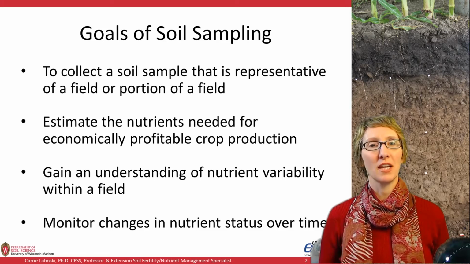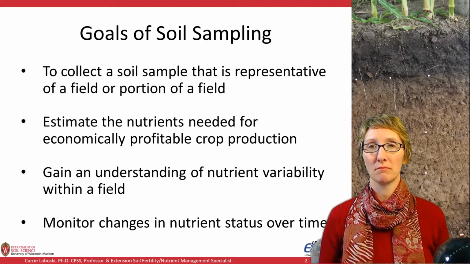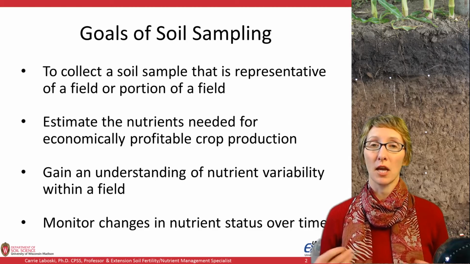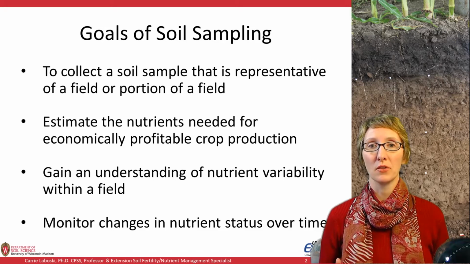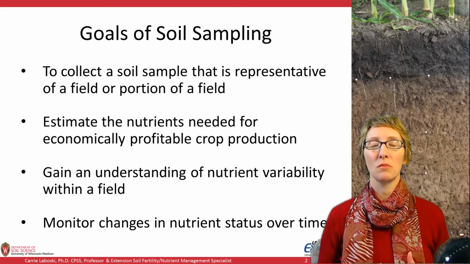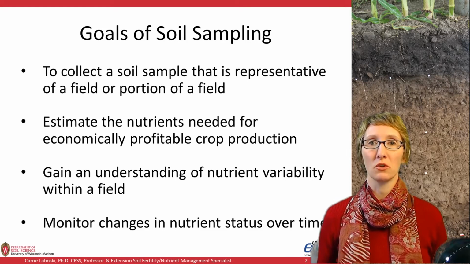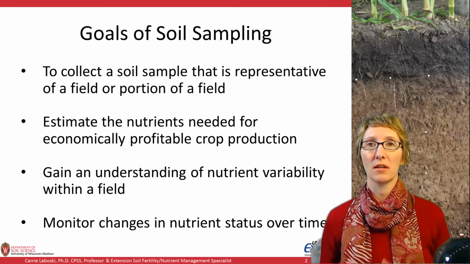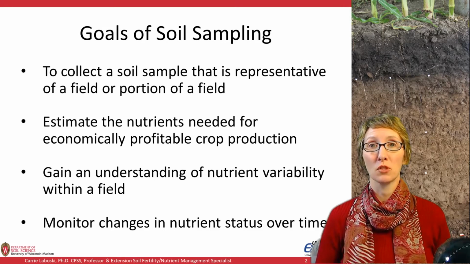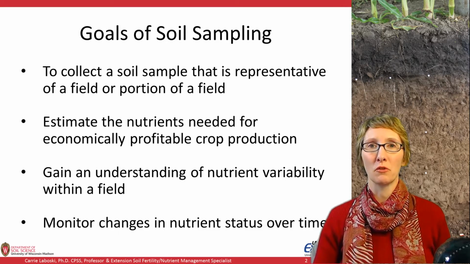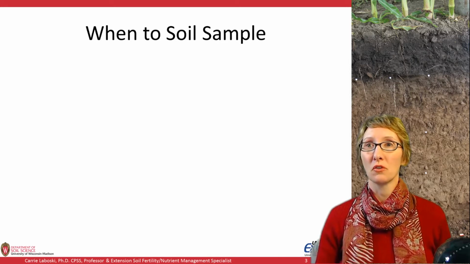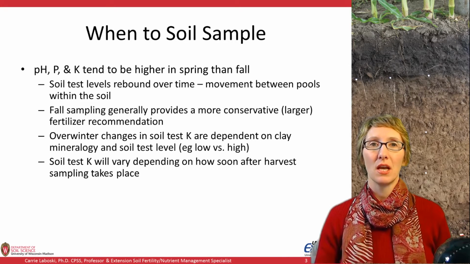We want to gain an understanding of the nutrient variability within the field. That's really important, and there's certain types of sampling methods that allow us to gain a better understanding of variability than others. And soil sampling can also be a good way to monitor the nutrient status of the soil over a period of time, particularly if you have a good track record of taking samples every 4 years over a 20 year time period. You've got at least 5 sets of samples to be tracking how things are going on your farm. So first off, let's talk about when to sample.